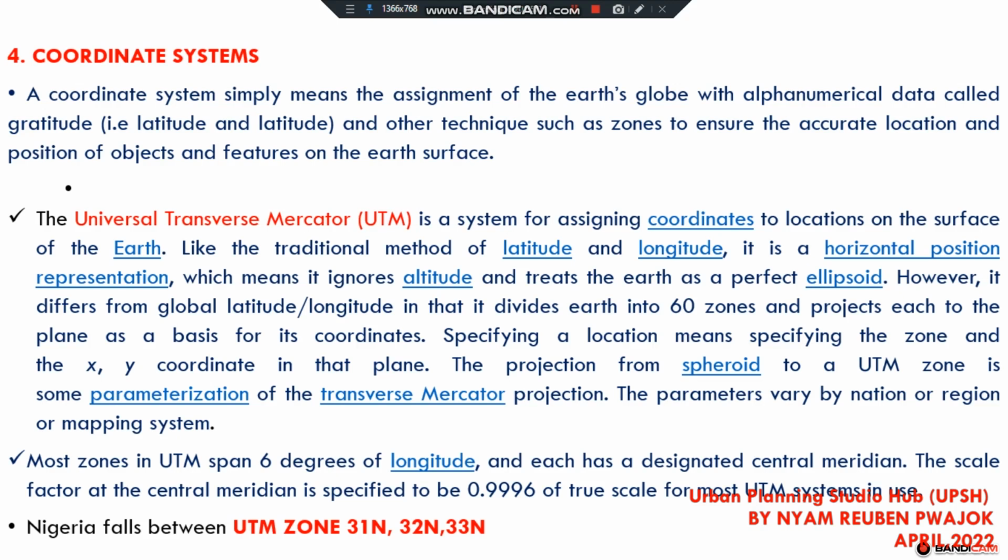Okay, I don't know if anybody is understanding what I'm saying, but I'm trying to explain this better. Now, a coordinate system simply means the assignment of the Earth globe with alphanumeric data called graticules, and graticules are simply latitude and longitude, and other techniques such as zoning, to ensure accurate location and positioning of objects or features on the Earth's surface. Yes, that is very key. The coordinate system is very, very important.